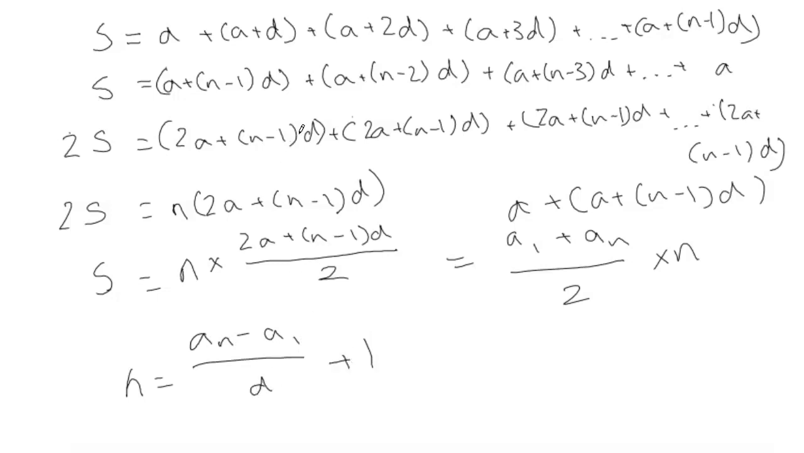And this makes sense because look, this is A plus (N minus 1)D. If you subtract A from that, you get (N minus 1)D. Divide that by D, you get N minus 1. Add a 1 to it, and you get N. So this formula works. Let us move on now to an example.